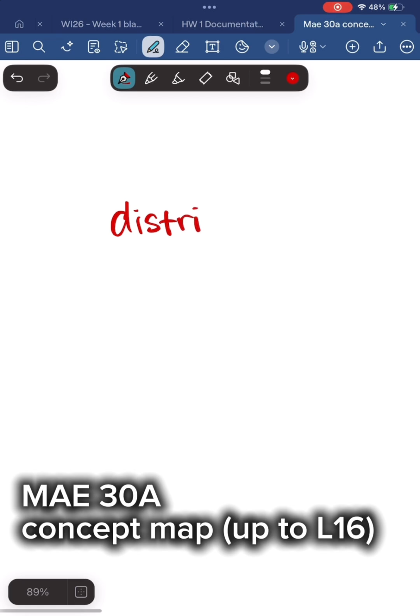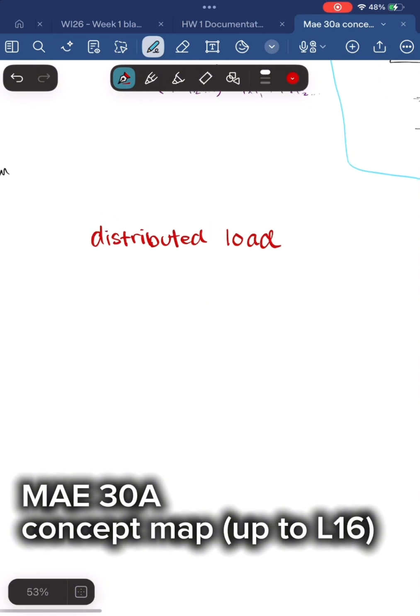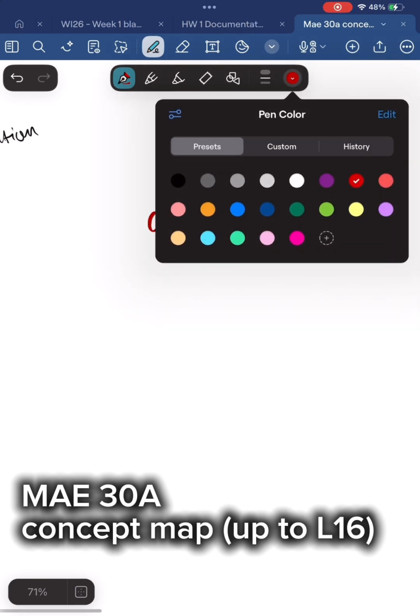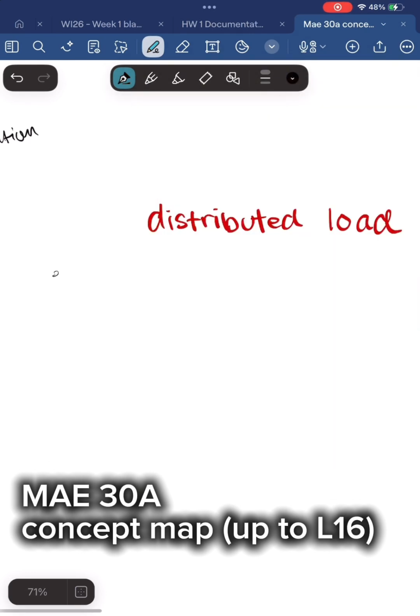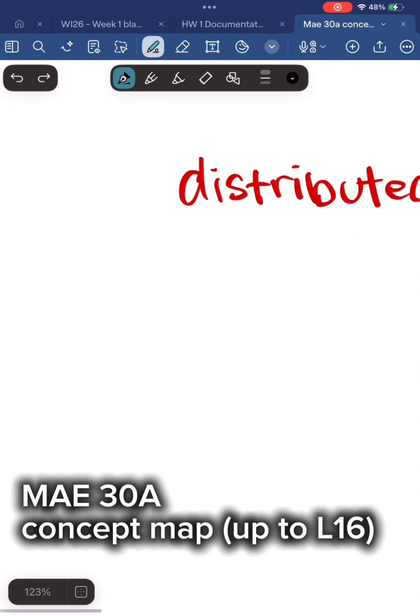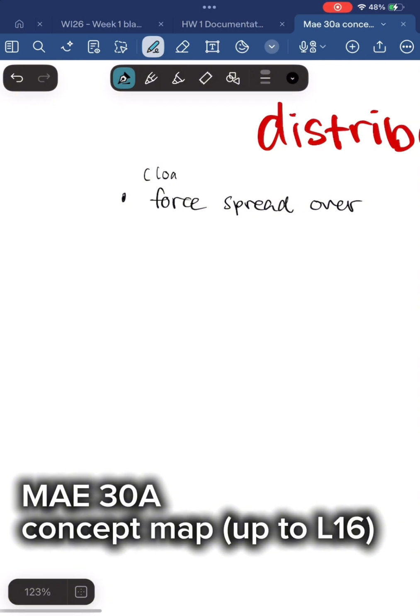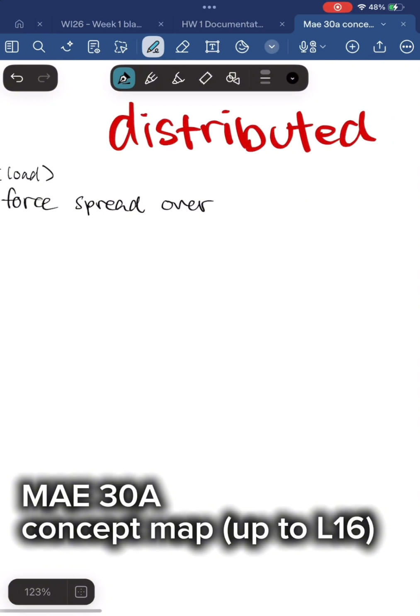Distributed load. What this means is force spread over length or area or volume.